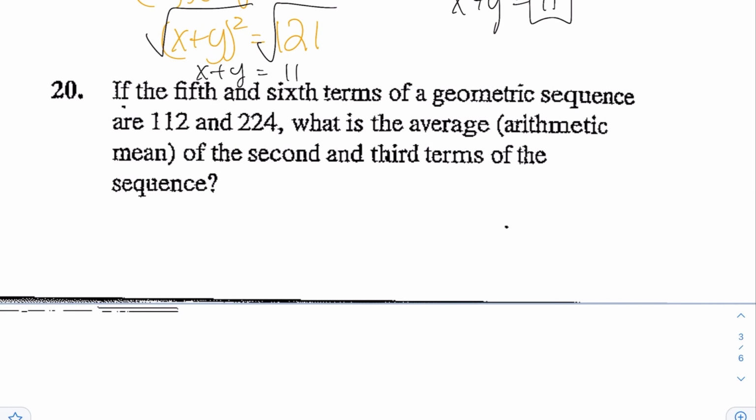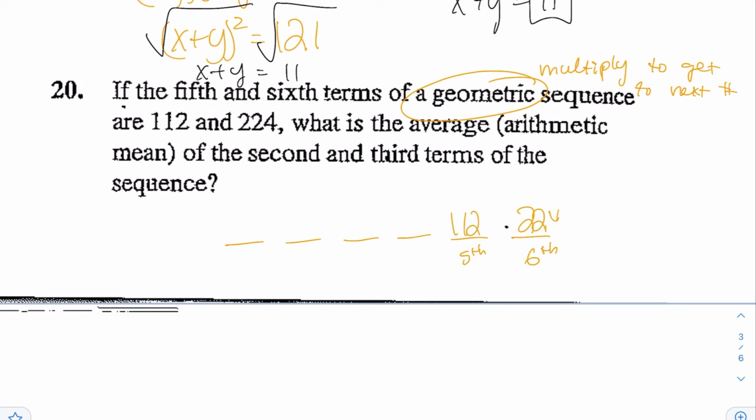All right, next for number 20, if the fifth and sixth terms of a geometric sequence are 112 and 224, what's the average of the second and third terms of the sequence? Now, geometric sequence means that you have to multiply to get to the next number. And because we have adjacent numbers, the fifth number is 112, the sixth number is 224. Here you see that the pattern is times 2. So you want to work backwards, so you just keep dividing by 2.